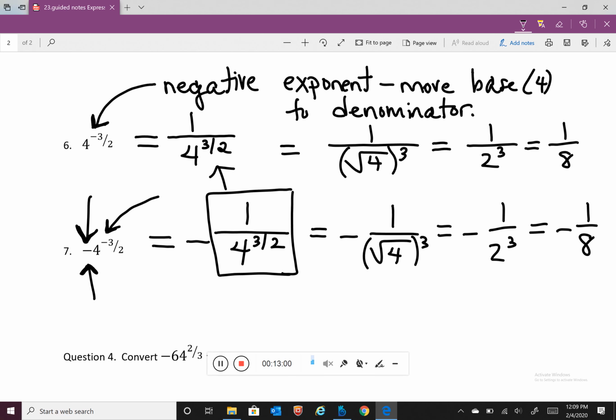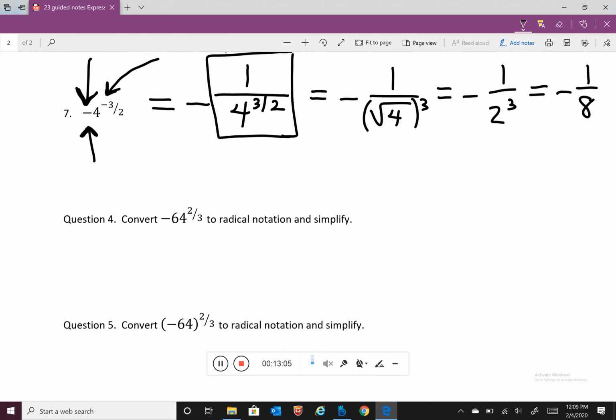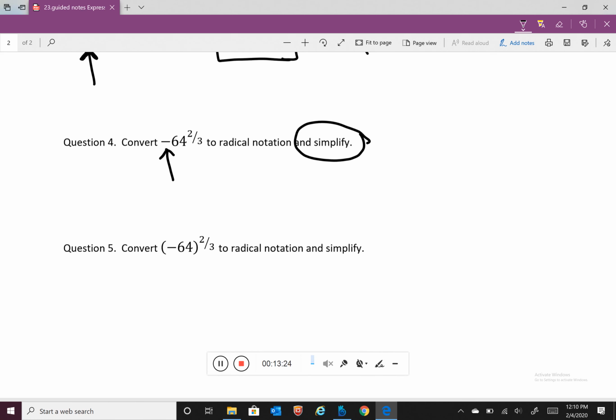You have 2 more questions. You are asked to convert the negative of 64 raised to the 2/3 to radical notation and simplify. And now you are asked to convert negative 64. So the base is negative 64 raised to the 2/3 and simplify.